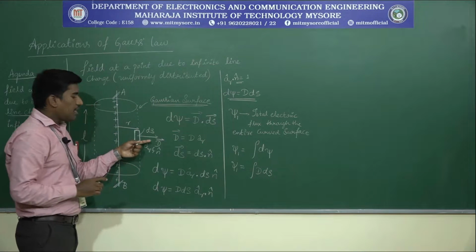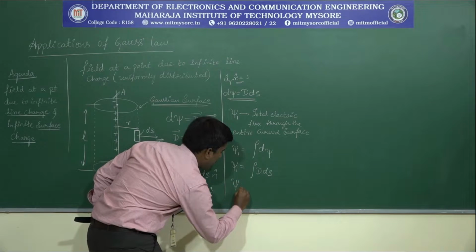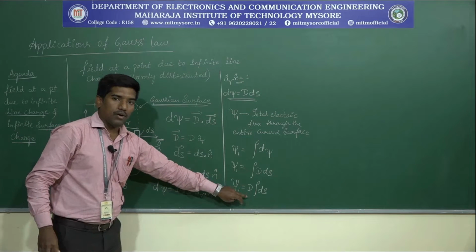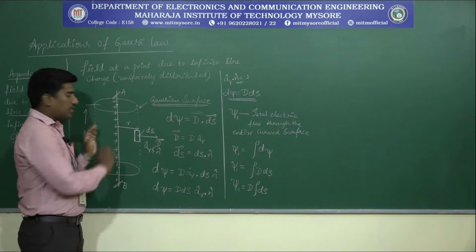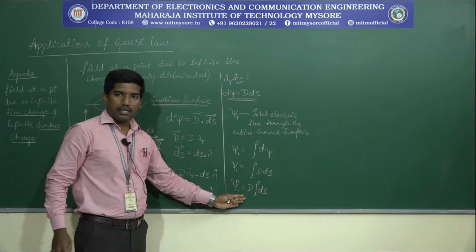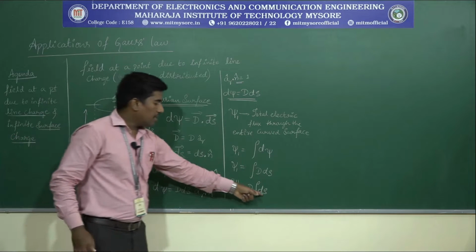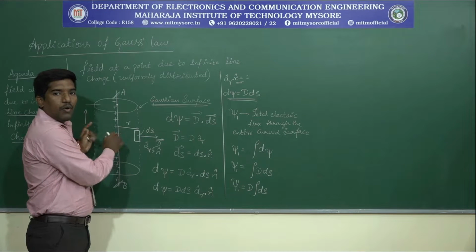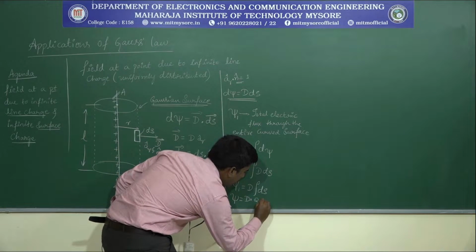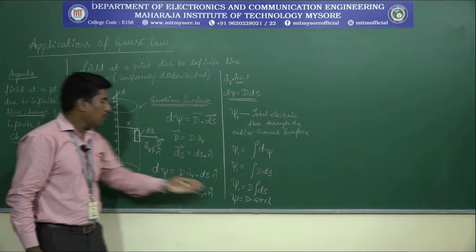Got it? Since D is constant throughout this curved surface, we can take it outside: D into the integration of dS. Since the electric flux density is constant throughout this curved surface of the imaginary cylinder, it is taken outside the integration. So the integration of dS becomes the area of this cylinder. What is the area of the cylinder? According to the geometrical shape, the area of the cylinder is equal to 2 pi r into L.